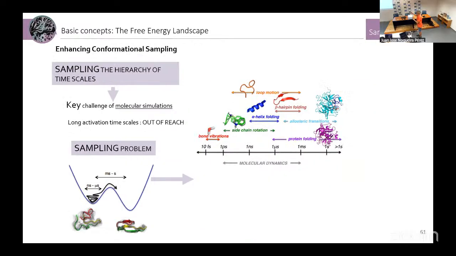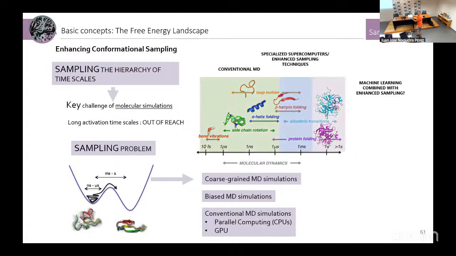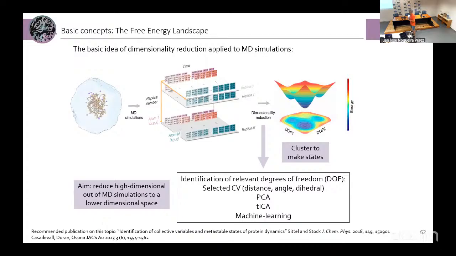And this is why we have all these methods that we briefly introduced. We are not going to review this here again, but there is also an additional problem when we are able to accumulate all this sampling data, which is how to interpret this data, how to generate the free energy landscape from a set of MD trajectories.